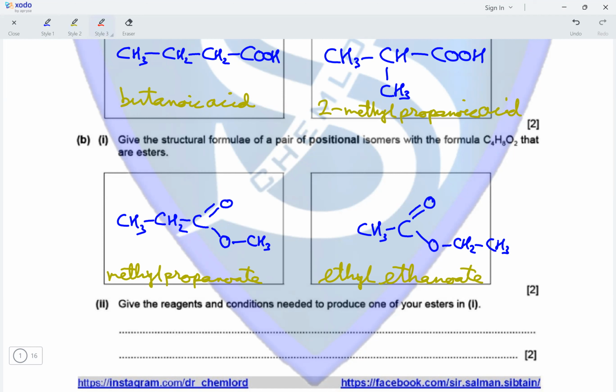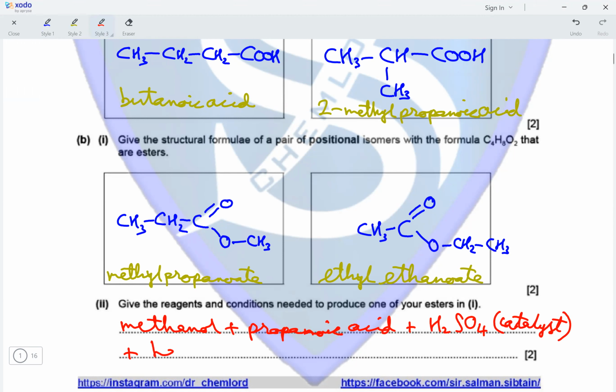Give the reagents and conditions needed to produce one of your esters in part one. So if we go with methyl propanoate, we would need methanol. Then we would need propanoic acid. Then we would need H2SO4 as catalyst, and we would heat under reflux to obtain methyl propanoate.